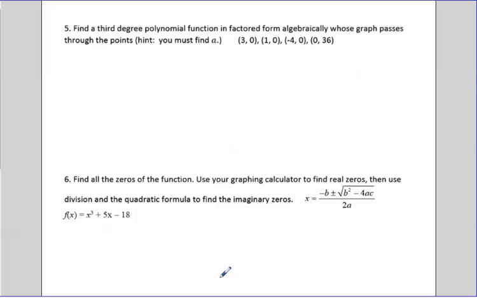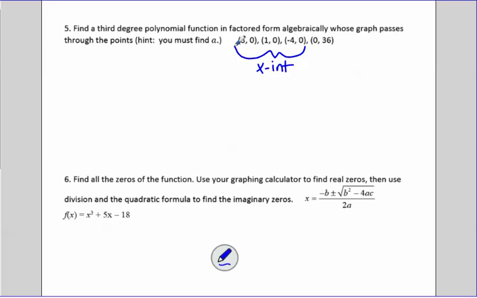Okay, Algebra 2 students, this is day 2 of our super long warm-up. This is page 2 of our super long warm-up. So in problem 5, we're trying to find a third degree polynomial in factored form that goes through these points. The first thing you want to do is find your x-intercepts, because the x-intercepts make the factors.